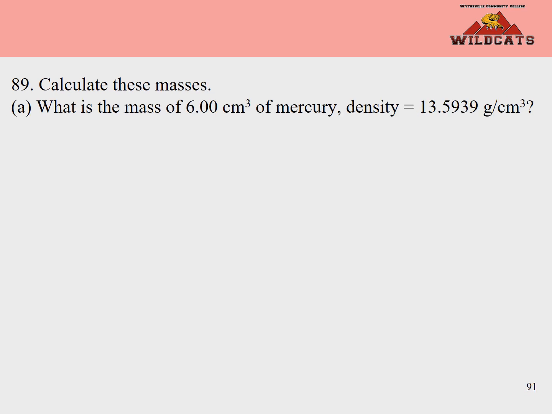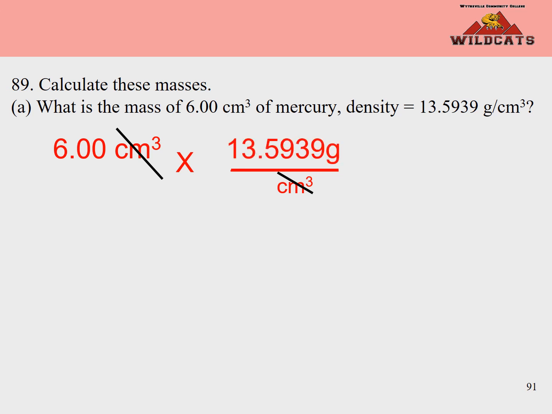Okay, so what is the mass of 6 centimeters cubed of mercury? And we're given a density. So we're given a conversion factor, and if you don't know what to do, let's start with the one with the single unit on it. Multiplication sign, division bar. We're going to get rid of those centimeters cubed because we're looking for mass. So if I put grams on the top from the conversion factor that I'm given, it says it's 13.5939. Both numbers are on the top, so it's multiplication. And I end up with 81.6 grams.